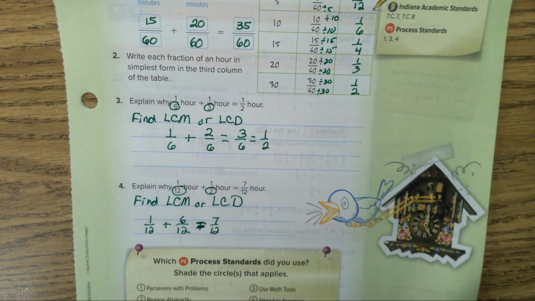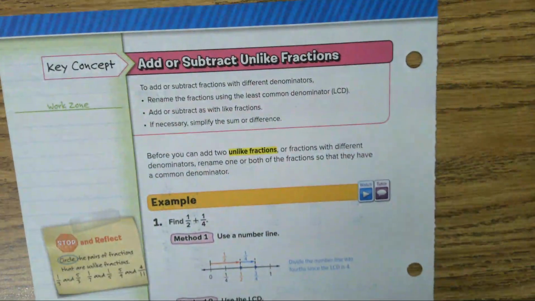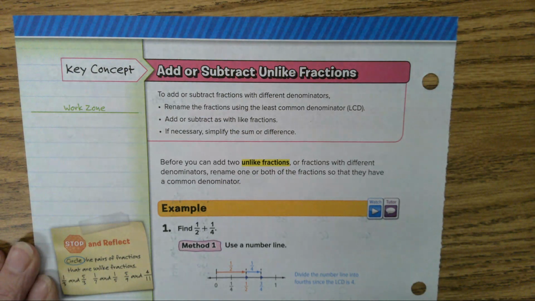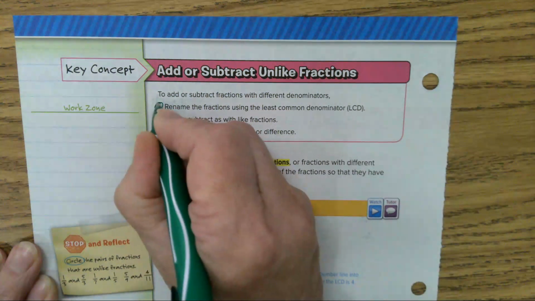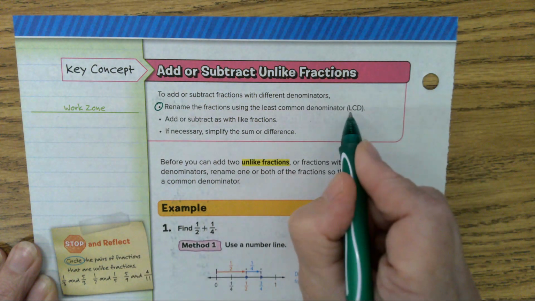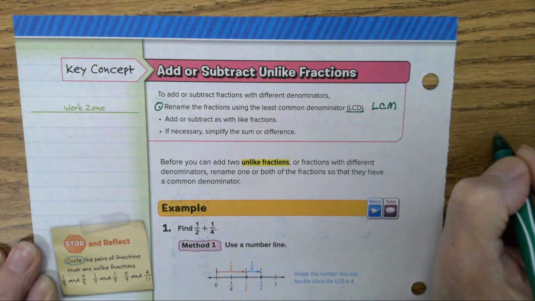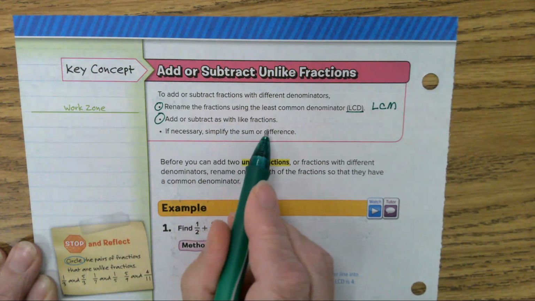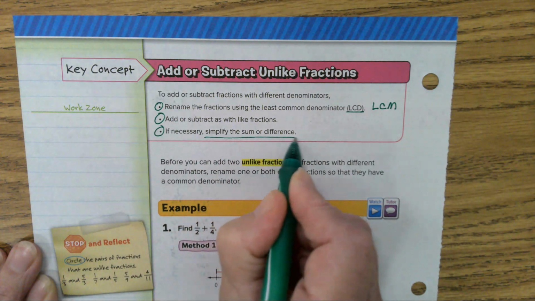All right, now let's go to the next page. Add or subtract unlike fractions. This is on page 292. To add or subtract fractions with different denominators. Step 1, rename the fraction using the least common denominator. Put LCM, also known as least common multiple. Then, add or subtract as like fractions. Finally, if necessary, simplify the sum or difference.